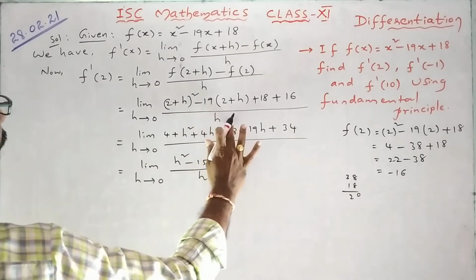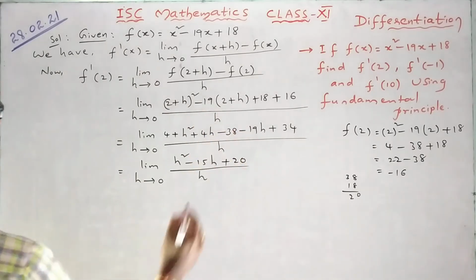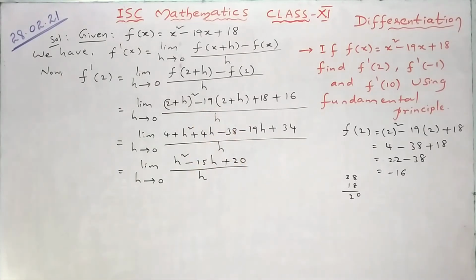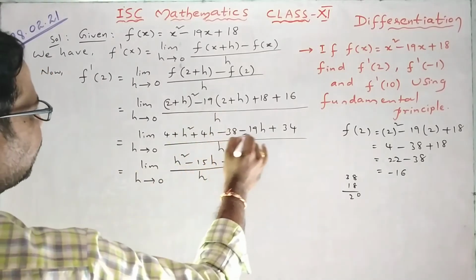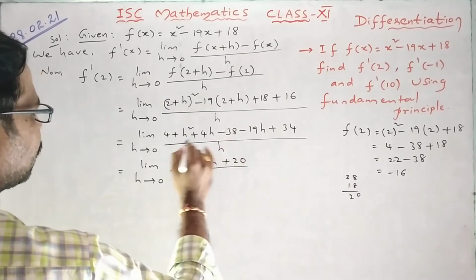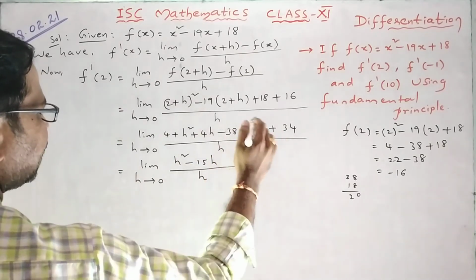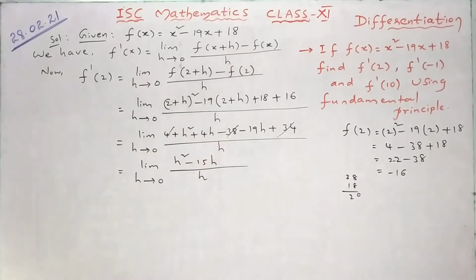19 twos are, sorry, 38, no? Sorry for the mistake. Minus 19 twos are, I thought 9 twos are. So 38 minus 19h plus 34. So these two get cancelled here, right? That's what I am thinking.